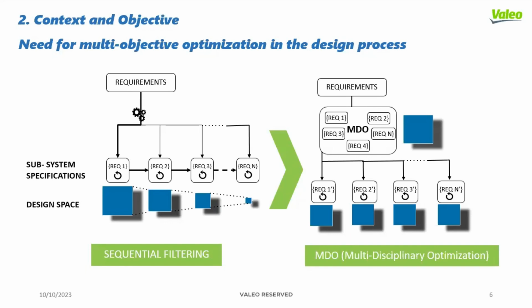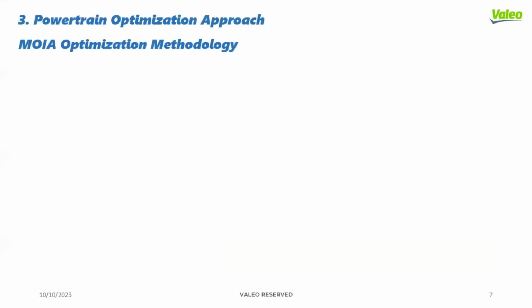But now what we want is to take the requirements and do a first study to define which requirements are demanded from each part. So this is the multidisciplinary optimization approach that we want to adopt. The method that we chose is the MWIA optimization methodology. I will take you through this method.